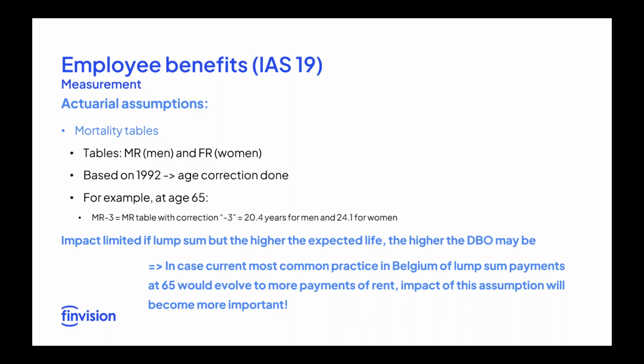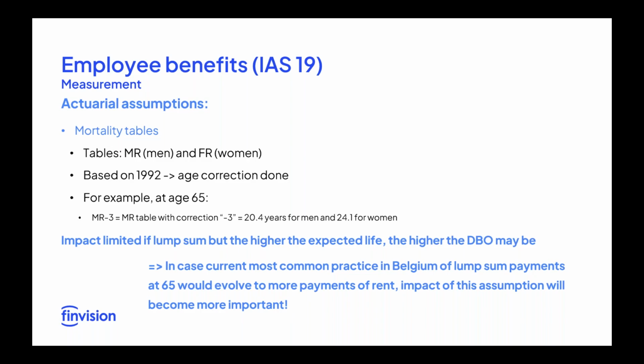An example with this table, with the MR-3, you see that at the age of 65 here, you still use 65 as reference there. You may live 20 years longer for a man and 24 years for a woman. So the expected life is 85 for men and 89 for women. It's quite long. However, the impact is here limited.